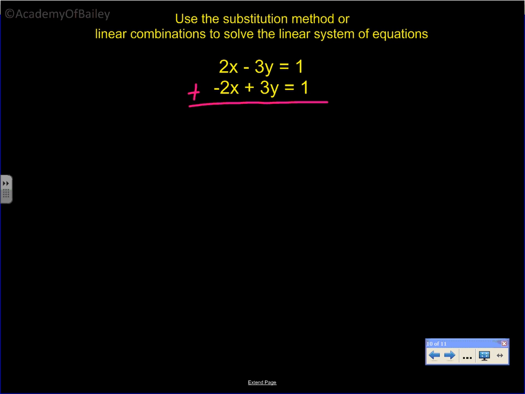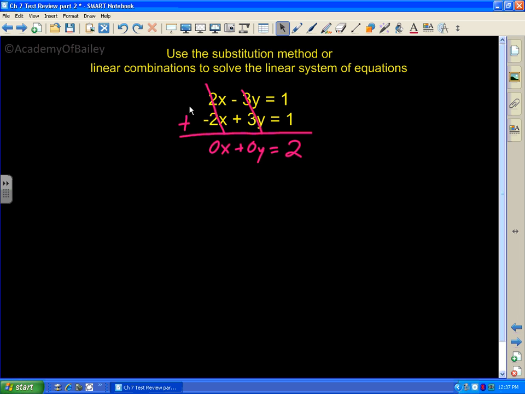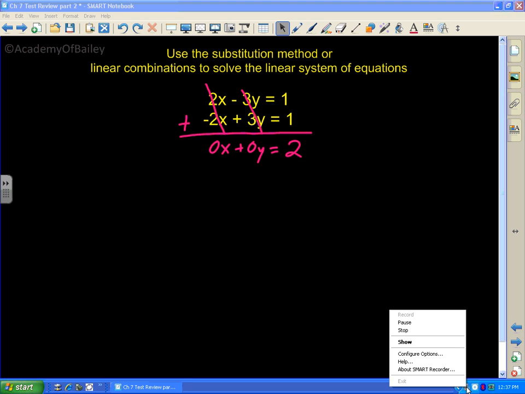Let's go ahead and add those. 2x plus negative 2x cancels to give us a 0x. And negative 3y plus 3y cancels to give us 0y, and 1 plus 1 is 2. If we look there, that's awesome. Because we're just close to our answer.